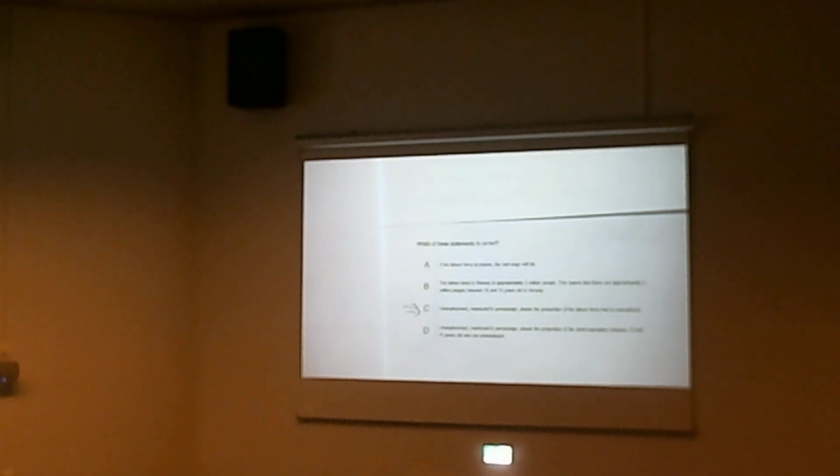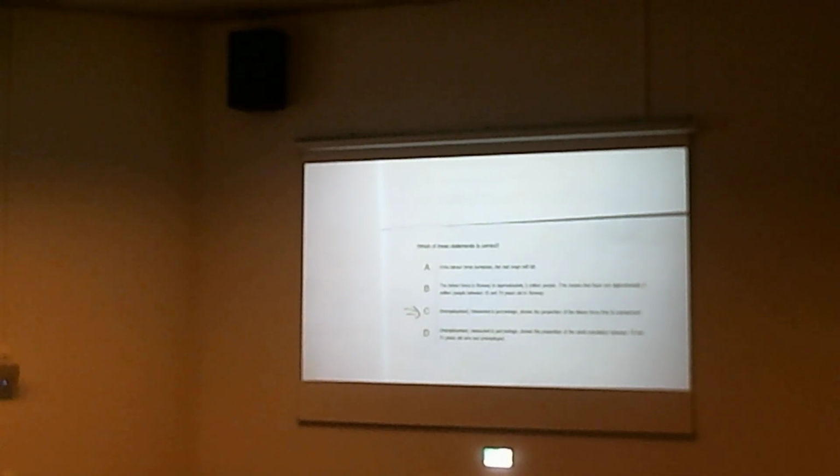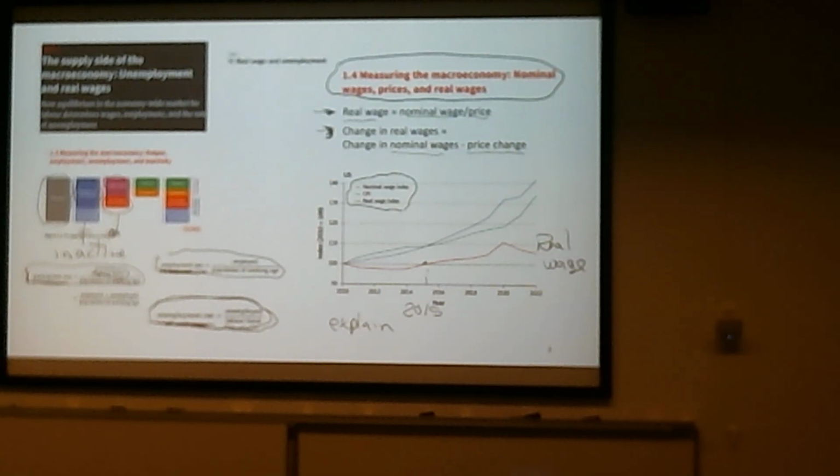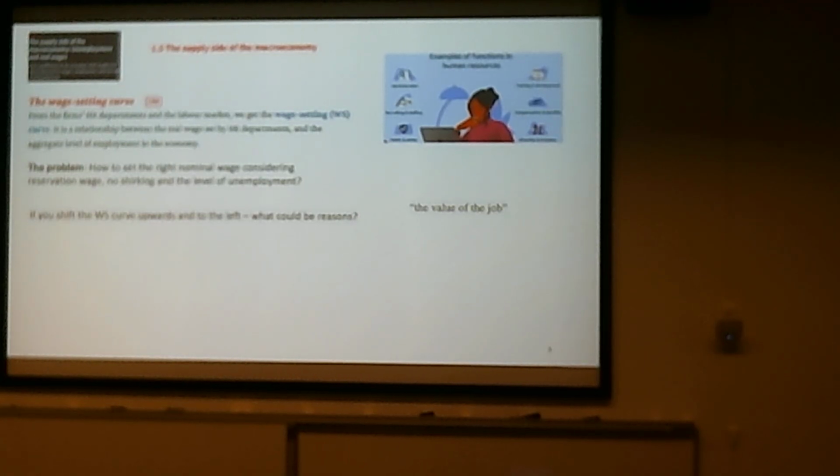So this is one example. Typically, in the beginning of the macro section, you find multiple choice questions from chapter 1, both in chapter 1.3, where you find the statistics or definitions, and also in 1.4, where you find the different measures of wage. Okay, so let's move on to the next topic.